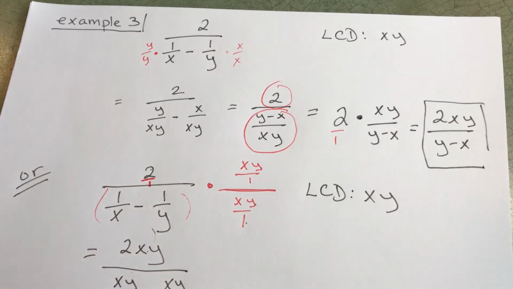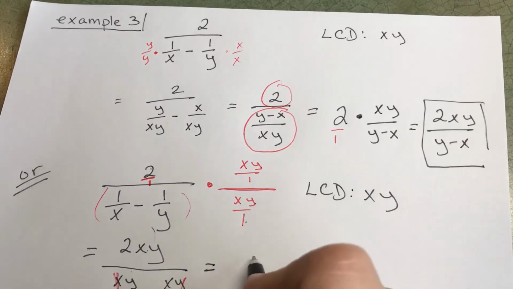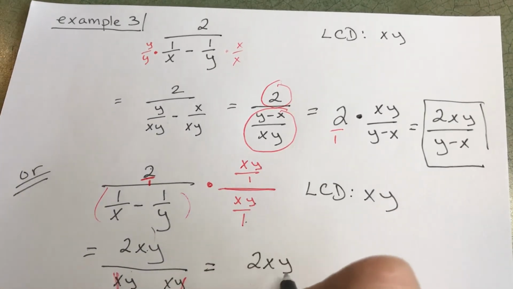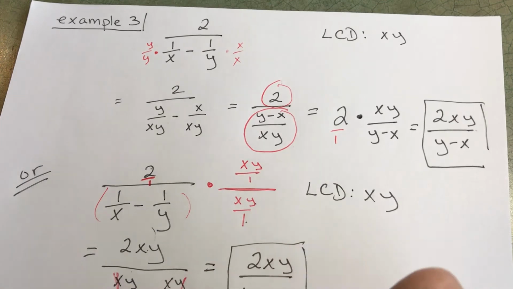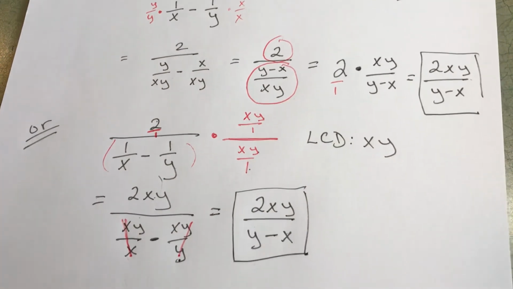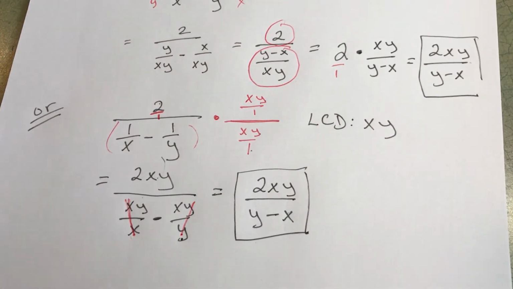Okay, now here's the trick. X divided by x. This is all multiplication, so I can cancel. So x cancels out, y cancels out, and now I just have 2xy divided by y minus x. Same answer. Magic.